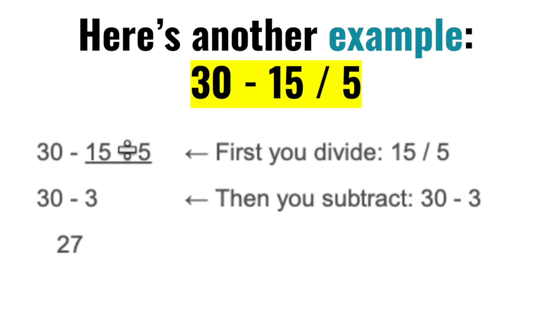Let's try another example. We have 30 minus 15 divided by 5. We have 1, 2 operations. So remember that we multiply and divide before we add and subtract. So we are going to be doing the division first. 15 divided by 5. Bring down your 30 minus, and 15 divided by 5 gives you 3. Last step is 30 minus 3, which gives you a final answer of 27. Write your answer underneath.